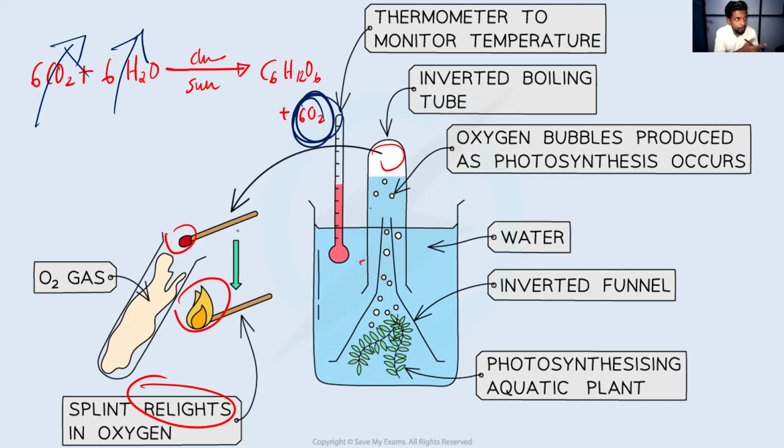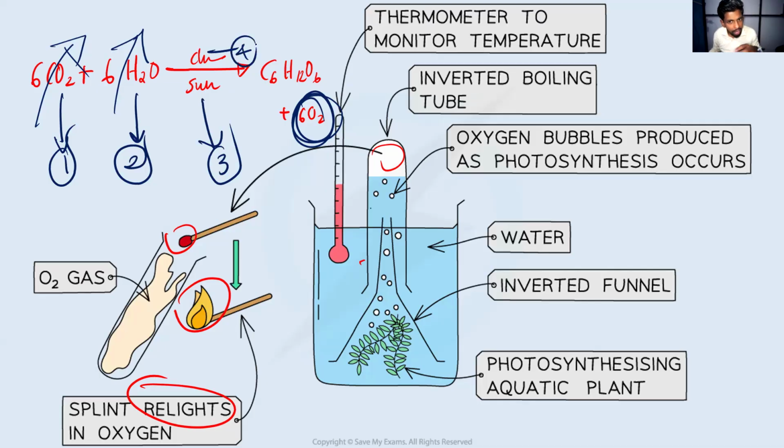In a provincial paper, I think they were asking a question: what is the internal factor needed for photosynthesis? Can anyone tell me the answer? If I ask what are the factors needed for photosynthesis, your answer will be carbon dioxide, water, sunlight, and chlorophyll. But in this question, they asked what is the internal factor needed for photosynthesis? What would be the answer? Chlorophyll. Very good.